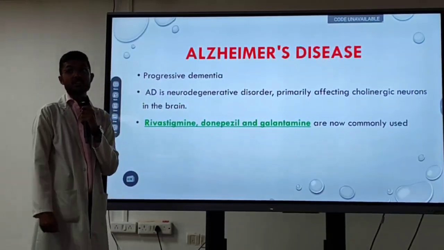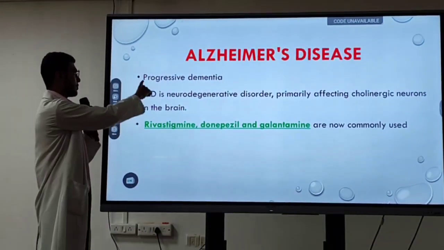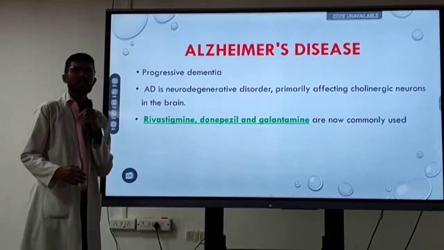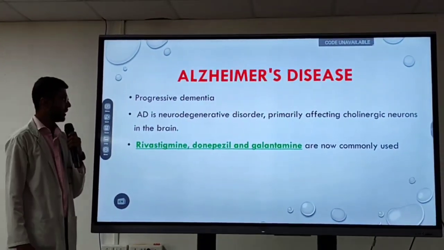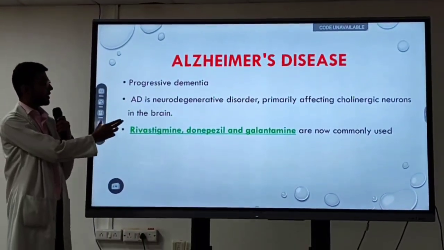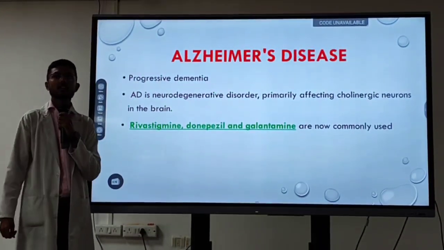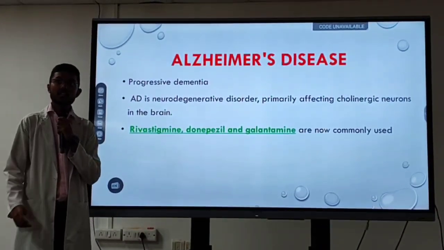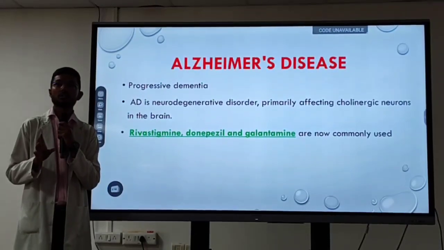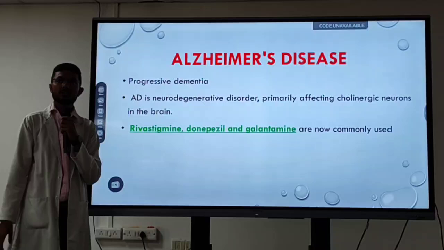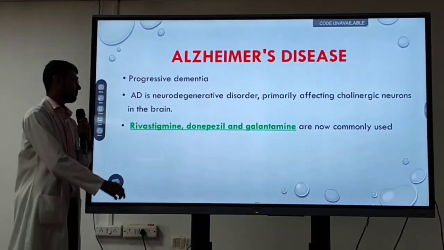Alzheimer's disease. Dementia occurs in this disease. It is progressive dementia. It is a neurodegenerative disorder. It occurs in old age commonly. What do we give? We give rivastigmine, donepezil and galantamine. These 3 drugs are given in Alzheimer's disease. They make more acetylcholine available to the CNS so that the symptoms of Alzheimer's disease are improved.